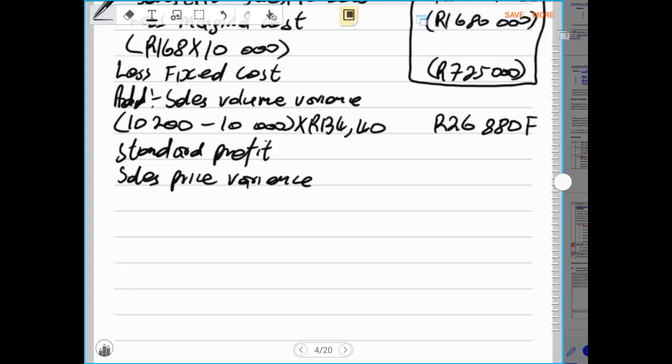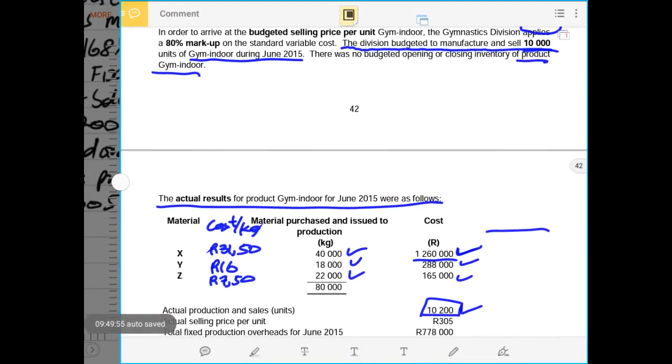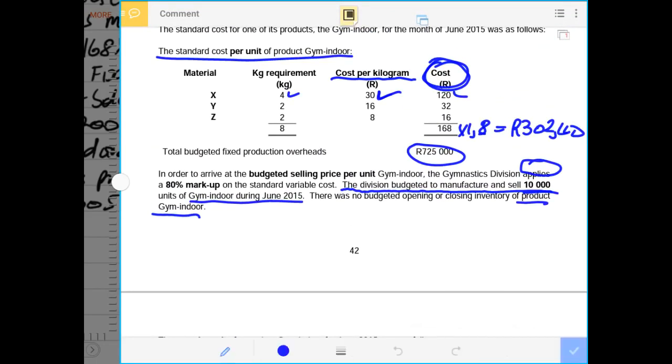For my sales price variance, I need to know how much the actual selling price is. My actual selling price was 305, and my budgeted selling price was 302 rand 40 cents. This will also be favorable. Let us confirm the figures. The company actually sold 1 unit. Actual selling price per unit is 305. So we compare the actual selling price with the budgeted selling price, which is 302.40.